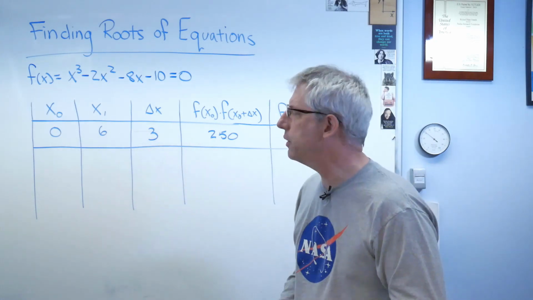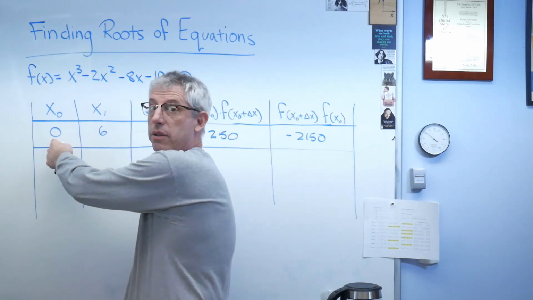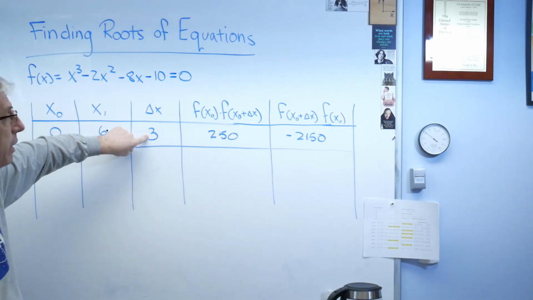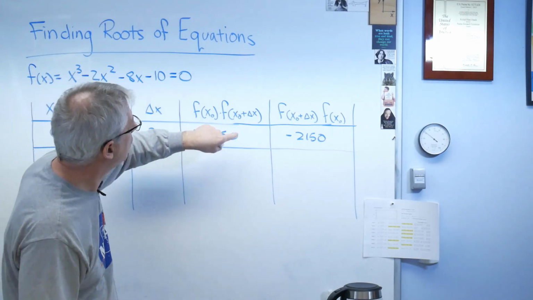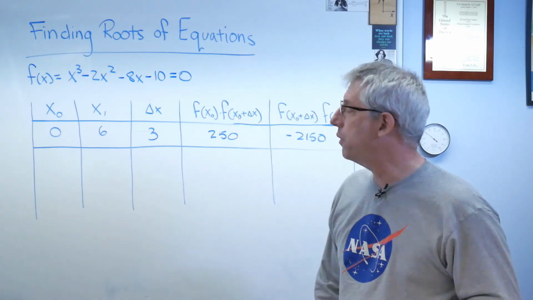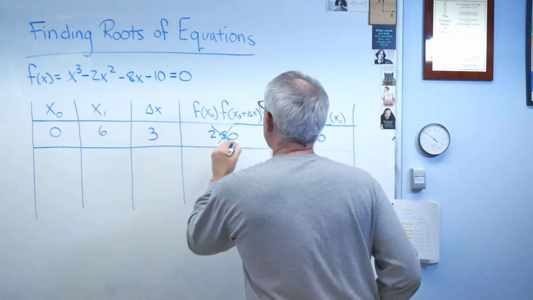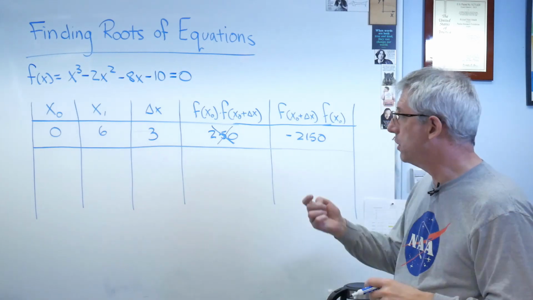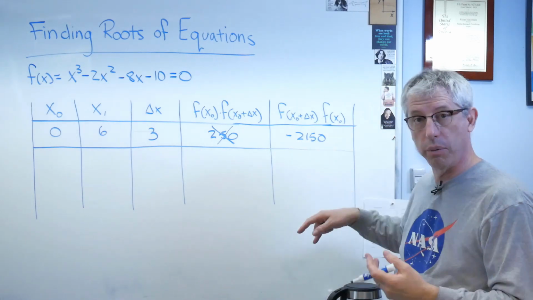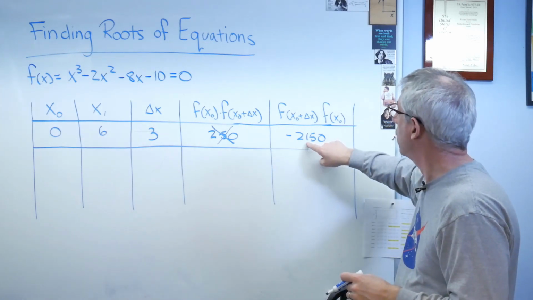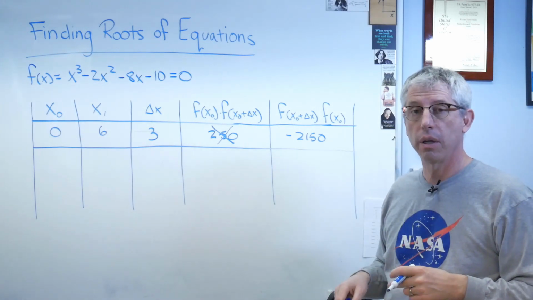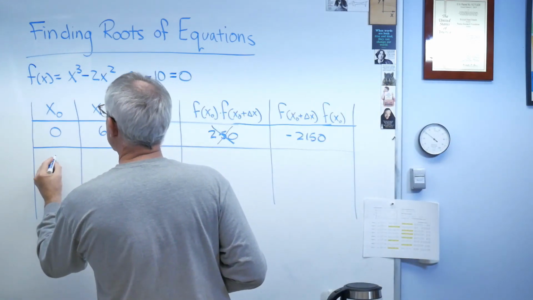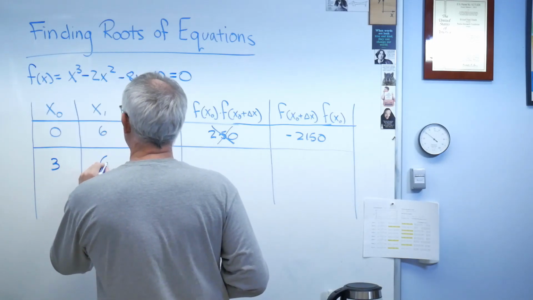Well, here we go. Here's our numbers. We started with x0 equals 0, x1 equals 6, delta x equals 3, because that's half the range. And then here are these two products. I'm looking for the one that's negative. That one's positive, that one's negative. That means after my starting point, like we saw in the picture, the answer lies between the midpoint and the end. So for the next iteration, x0 equals 3, x1 equals 6.